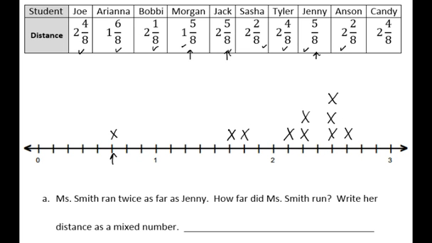The next question says Miss Smith ran twice as far as Jenny. How far did Miss Smith run? And we're to write that distance as a mixed number. Well, first we need to find Jenny's distance, and that would be 5/8 of a mile. So we're going to take 2 times 5/8. Well, if I have 2 copies of 5/8, that would be 10/8 of a mile. Now I need to show this as a mixed number. If it takes 8 to make a whole and I have 10, I can make one whole and I would have 2/8 left over. So the distance is 1 2/8 miles.